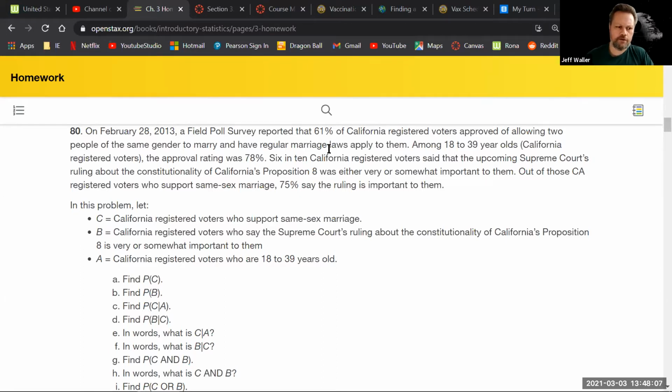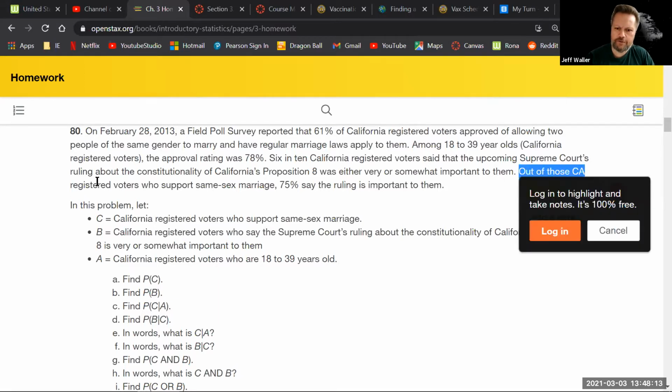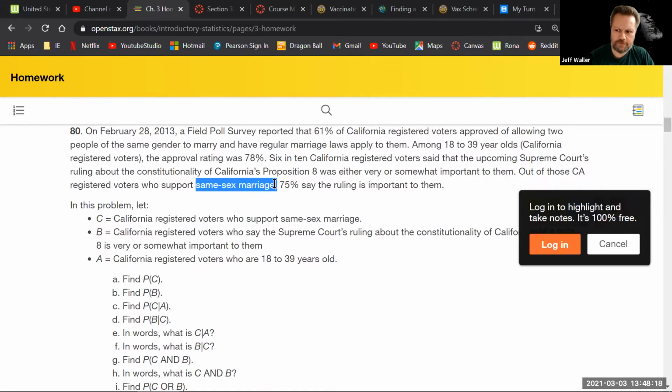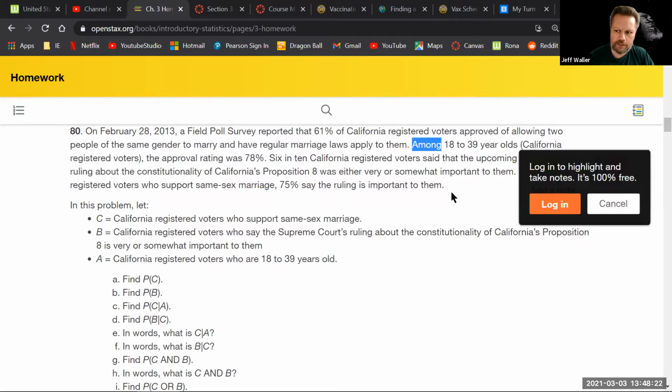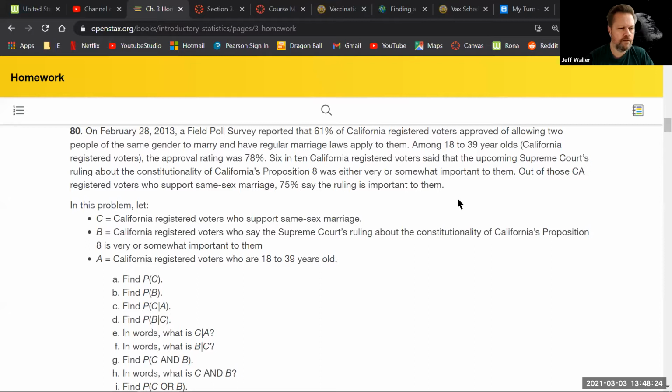Are you guys okay out there? And you have to understand, out of those California voters who support same-sex marriage, that's given California voters. So "out of" is kind of another word for given. "Among" is another word for given. If I say among 18 to 39-year-olds, then I'm given that they're 18 to 39 years old. I don't know if that helps anybody. Obviously, I hope it does.